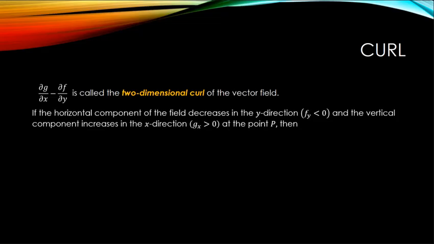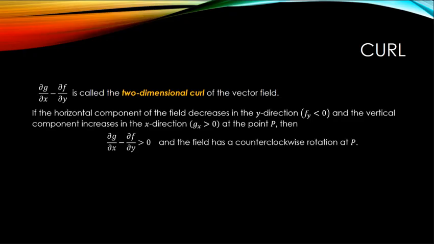If the horizontal component of my field decreases in the y direction, meaning f sub y is less than 0, and the vertical component increases in the x direction, meaning g sub x is greater than 0 at some point p, then my partial of g with respect to x minus the partial of f with respect to y is greater than 0. The curl in this case will be positive, and the field will have a counterclockwise rotation at p.